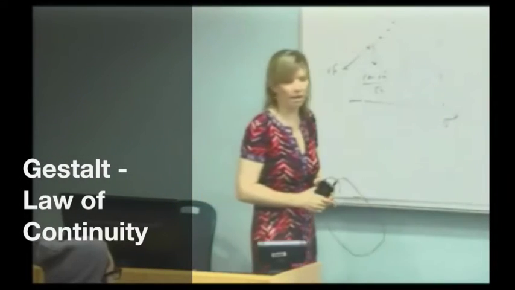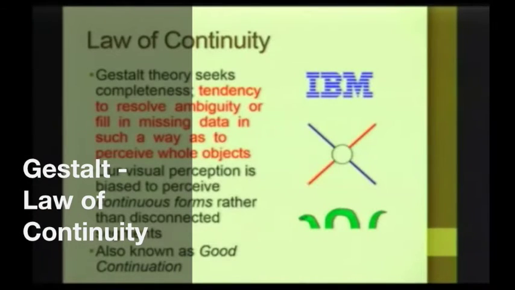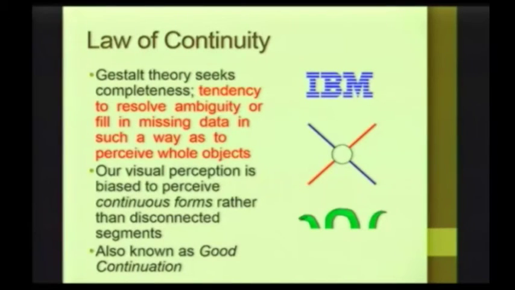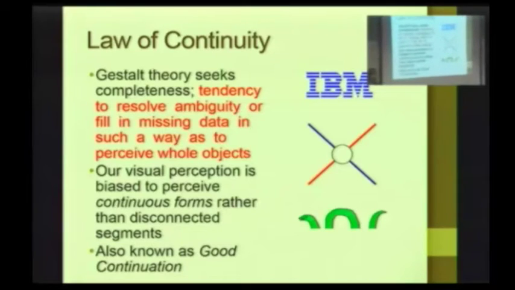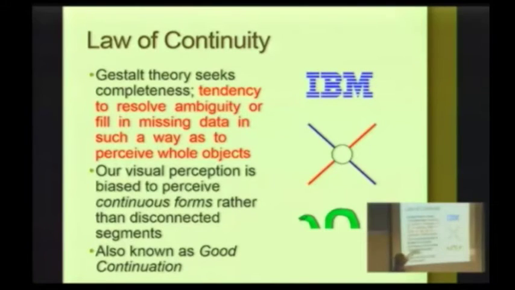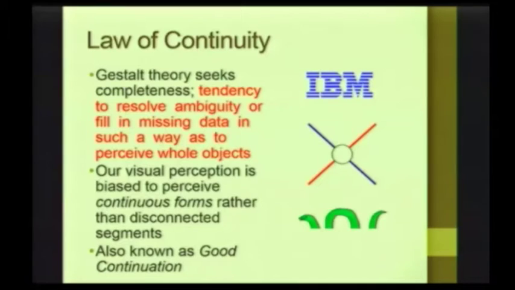Then there's the law of continuity. So Gestalt theory seeks completeness. This is a tendency to resolve ambiguity or fill in missing data in such a way as to perceive whole objects. So our visual perception, how we interpret things, tends to be biased. And it's biased in that we tend to perceive continuous forms rather than disconnected segments.